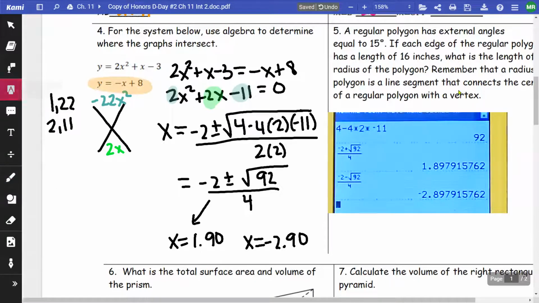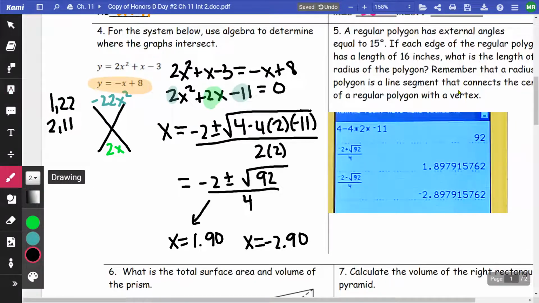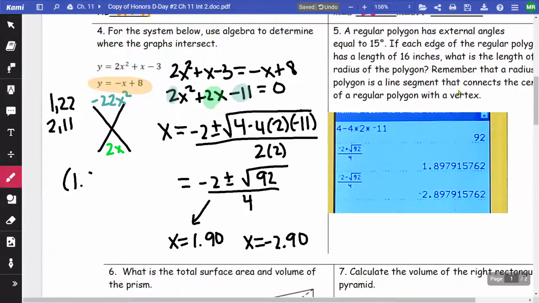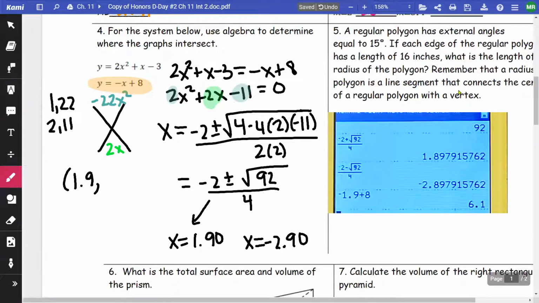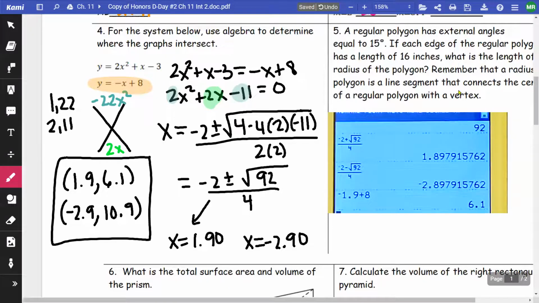I'm going to be putting them into one of the equations. This equation is the easiest one for me to put in. So one answer is going to be 1.9 comma, and when I go 1.9 plus 8, I get 9.9. And when I take negative 2.9, that's a positive 2.9. So for that one, 2.9 plus 8 is 10.9. Those are going to be my 2 points of intersection.